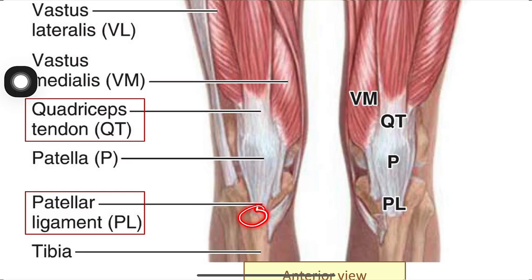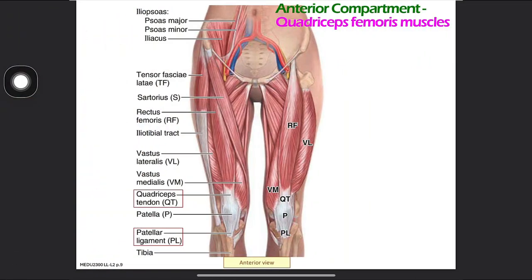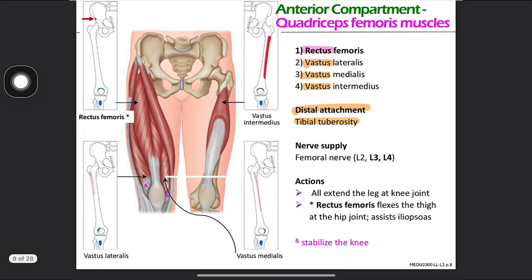Okay, tibial tuberosity. So let me recap. These muscles, the main action is to extend the leg at the knee joint. But additionally, the rectus femoris, because it also crosses the hip joint here, can flex the thigh at the hip. So that's what I want to emphasize. Are they identical? Not exactly.